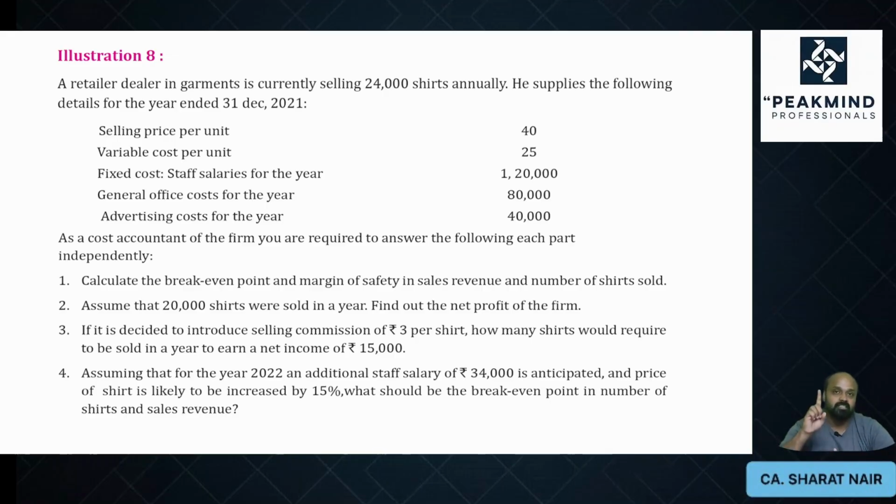That is, first I need to ensure the profit of 15,000. Also, I will have to face an increase in the variable cost by 3 rupees. In the last part of the question they are asking, assuming that for the year 2022 the fixed cost comes to 34,000 more in the form of additional staff salary, and I can increase the selling price by 15%, then what should be the breakeven point in this case in terms of units as well as in value? I hope the question is clear. Let's proceed with the answer.